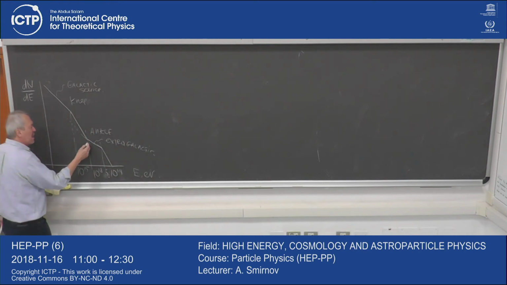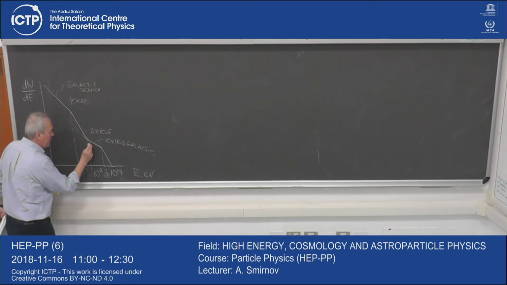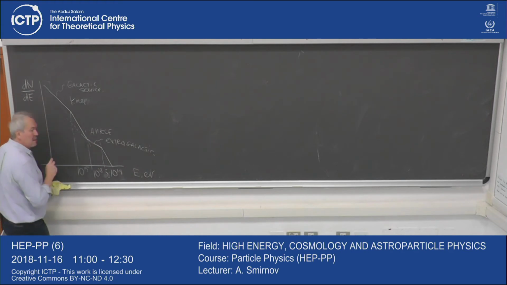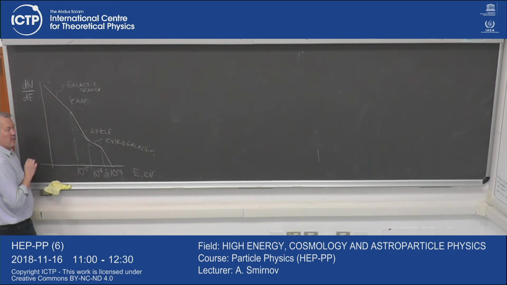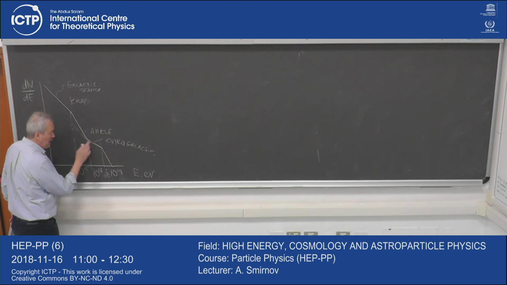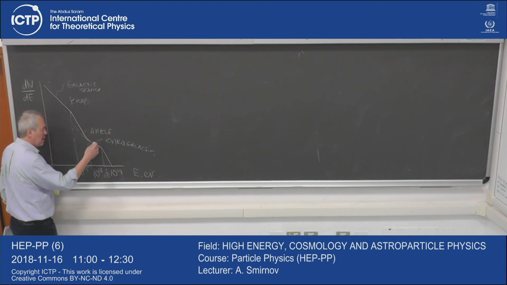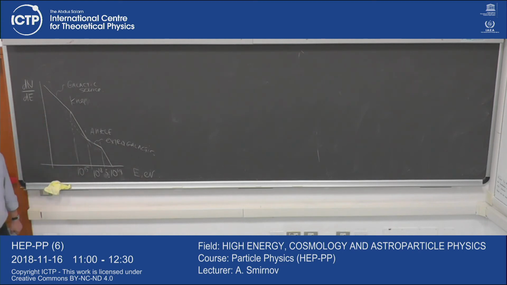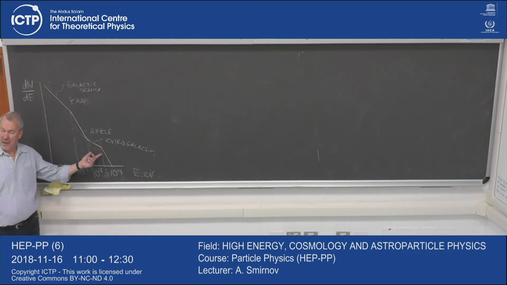So it's not quite clear because the shape here is a bit more complicated, and it also depends on what you assume about the chemical composition of cosmic rays. So where precisely you have a change from galactic to extragalactic sources, it's not quite clear, but somewhere in this region it looks like you already have dominance of extragalactic.